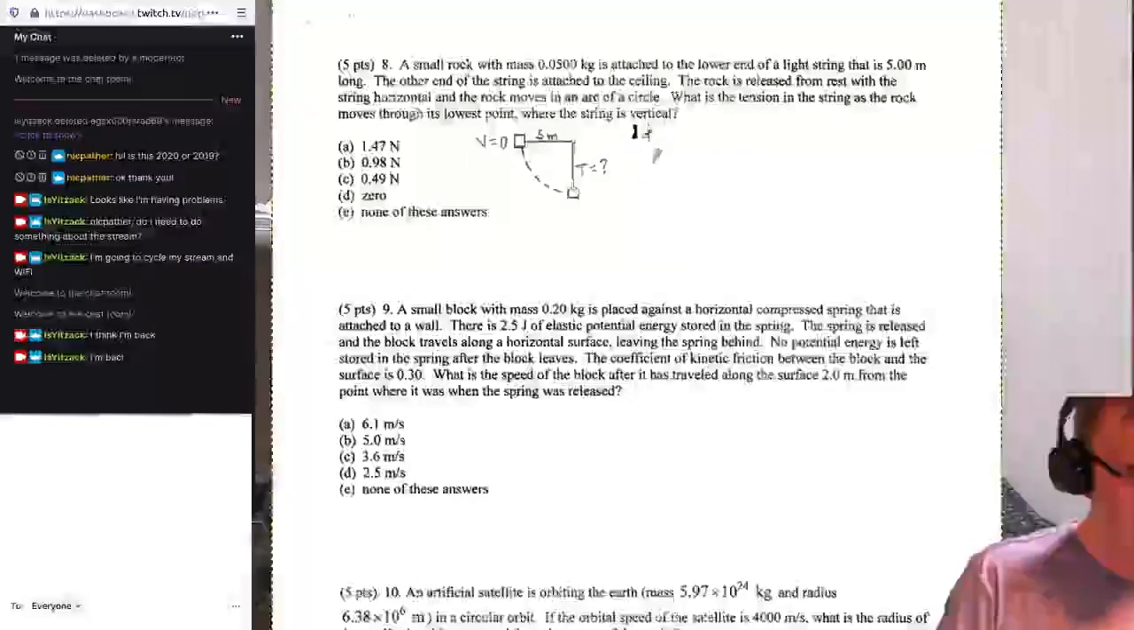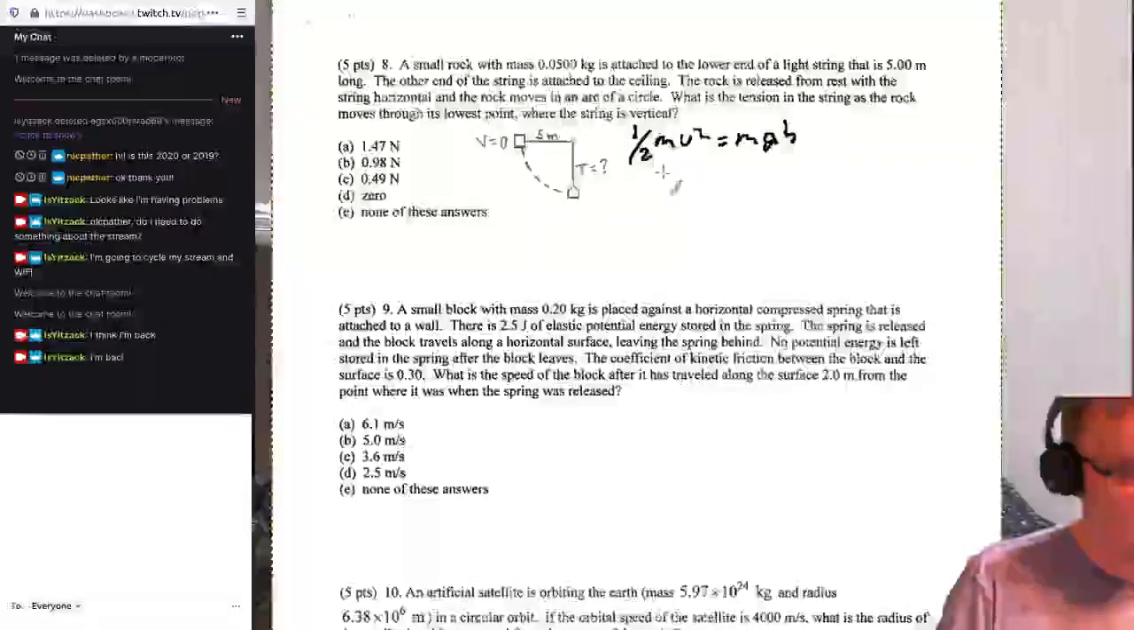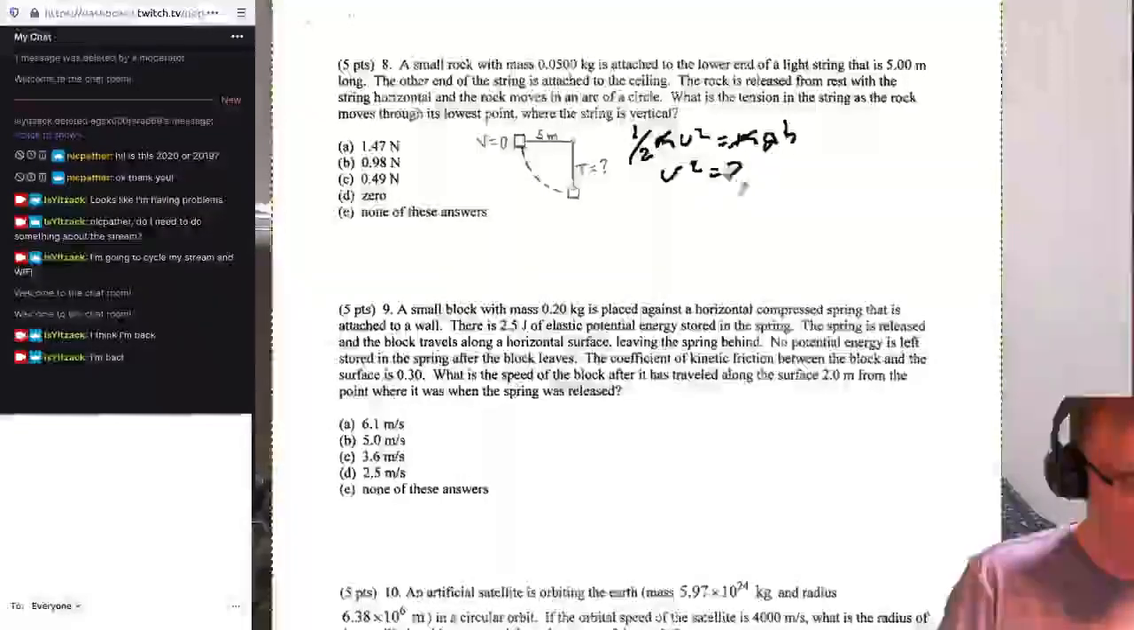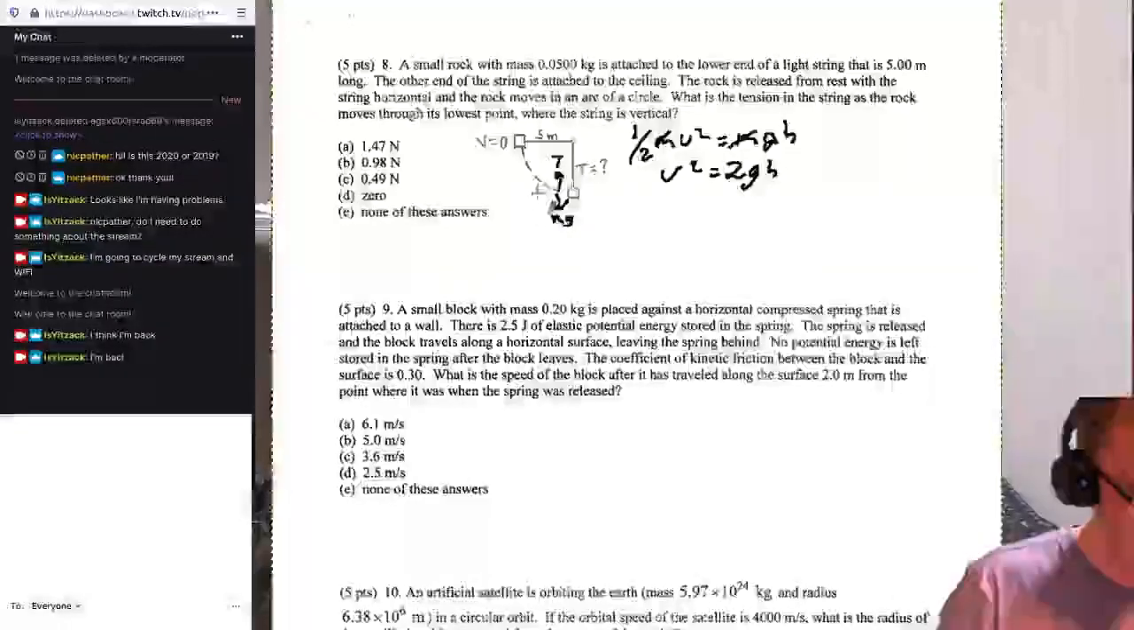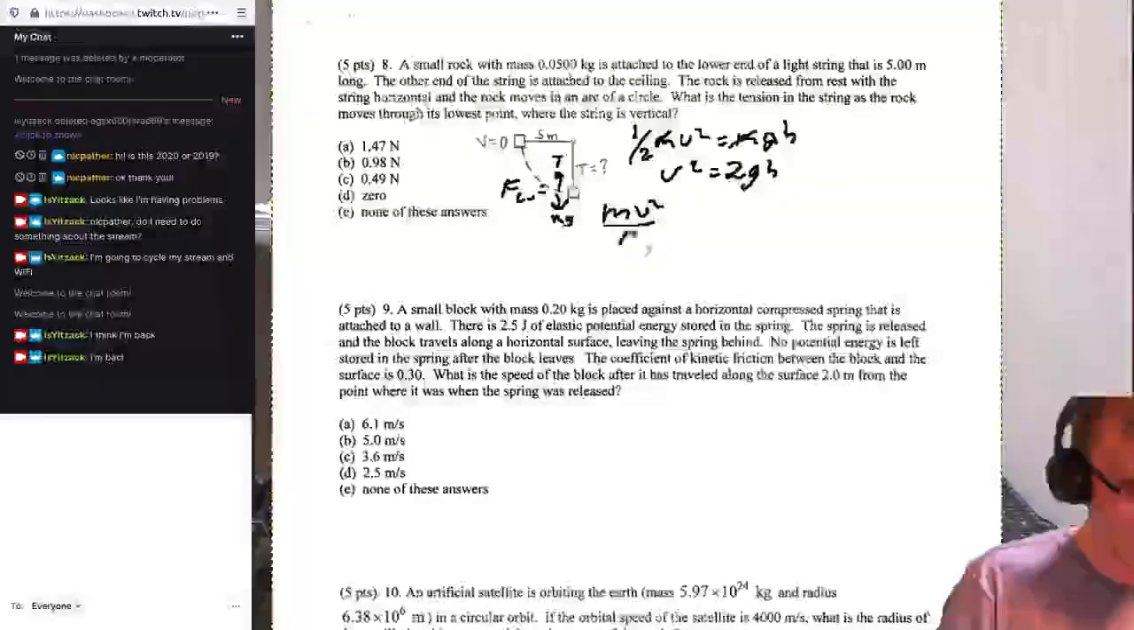All right. So this is 1/2 mv² equal to mgh, because we need to know the velocity at the bottom. Not really, we just need to know velocity squared. The m's cancel, which means that v² is equal to 2gh. Tension: we're going to have tension going up and gravity coming down, and together they need to be my force centripetal. So that is equal to mv² on r.